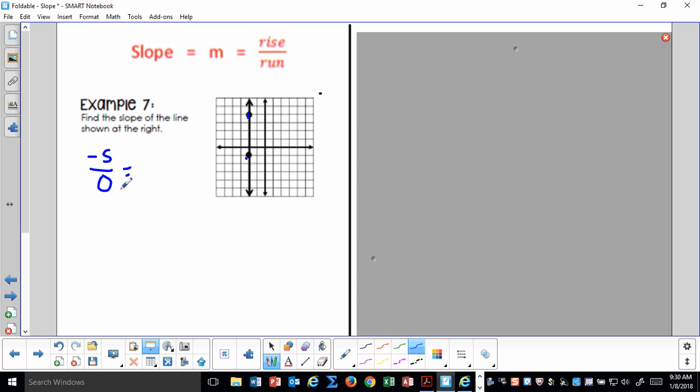Well, anything divided by 0 is undefined, or we call it no slope. Again, we could have started with our bottom point and risen 5, and we'd still run 0, and we'd still get an undefined slope. All vertical lines have a slope that's undefined.